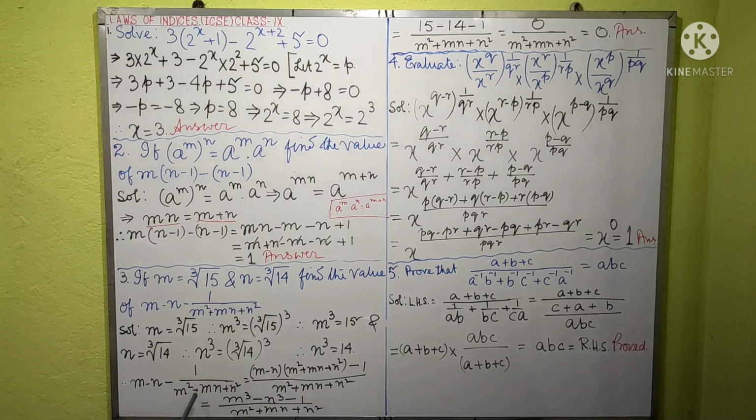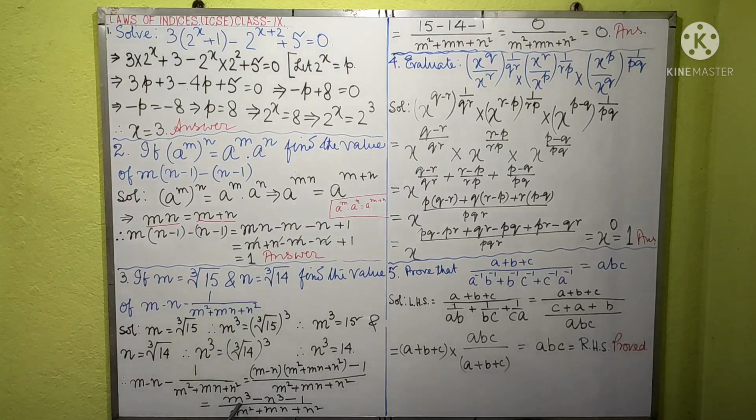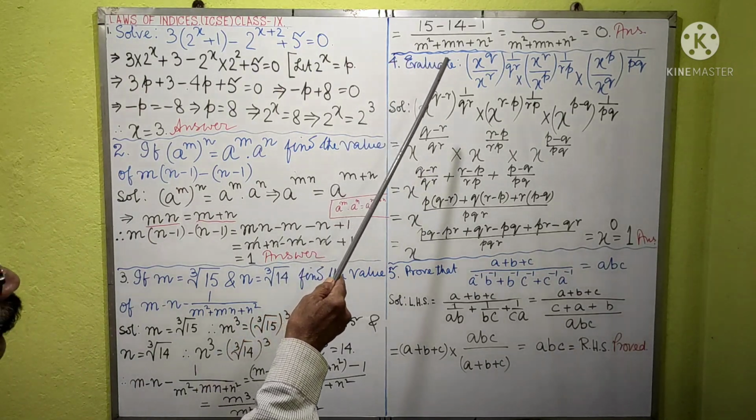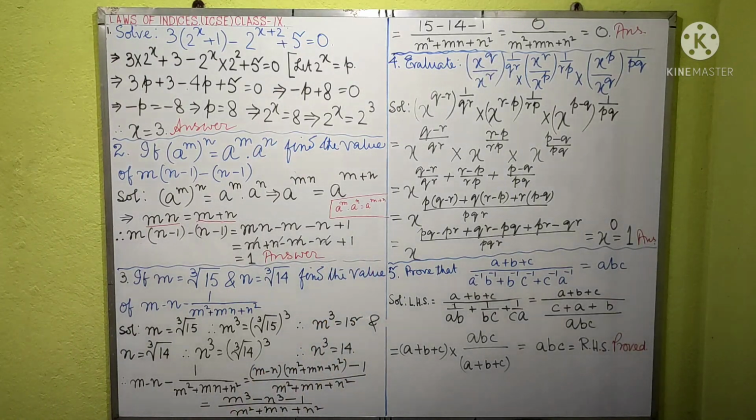we have solved it like this. You have multiplied this and this, and minus 1, and this is m minus n into m square plus mn plus n square, which equals m cube minus n cube, and this is minus 1. The value of m cube is 15 and the value of n cube is 14. So 15 minus 14 minus 1, that is equal to 0 by m square plus mn plus n square. So its answer is 0.